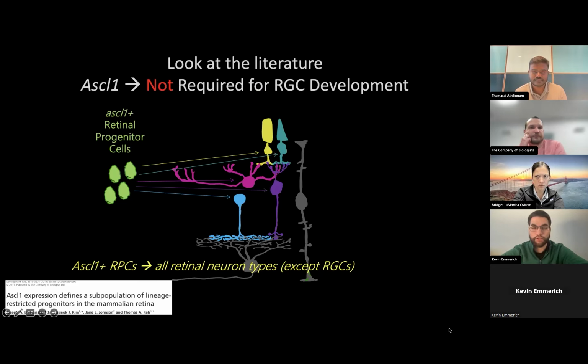If we look back at the literature, we found some data from the Tom Reh lab from the 2000s in the mouse model where they showed that actually in retinal development, ASCL1A expressing progenitor cells lead to every other single retinal neuron cell fate. So ASCL1A retinal progenitor cells can make rods, cones, bipolar cells, and everything except for ganglion cells. And this actually started to make a lot of sense in the context of our data.